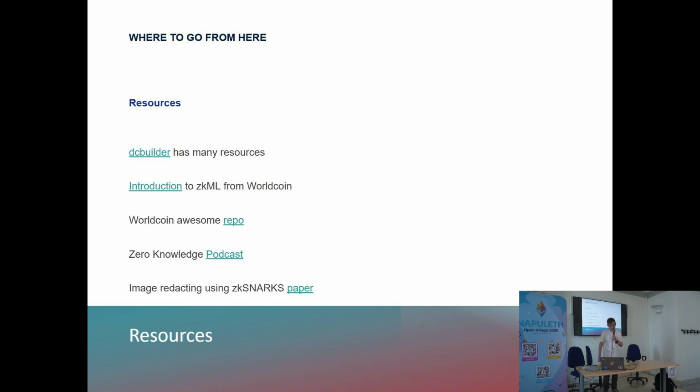There's a paper there about using zk-SNARKs to look at how images can be changed, and how that can be done in a way that can be proved to have been done in a particular way. Okay.